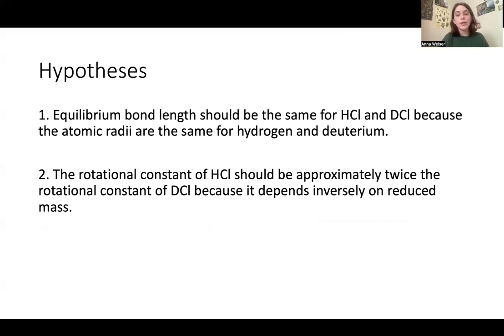We're ready now to come up with a few hypotheses. Firstly, we believe that the equilibrium bond length should be the same for HCl and for DCl because the atomic radii are the same for hydrogen and deuterium. We're not impacting the electronic configuration, the charge, or anything that we would expect to have a profound impact on bonding. Secondly, this relates directly to our equations. We think that the rotational constant for HCl should be approximately twice the rotational constant for DCl because they depend inversely on reduced mass because of their dependence on inertia.